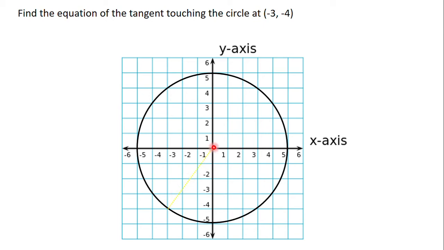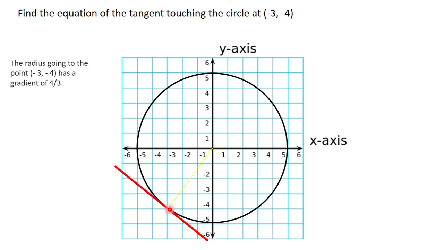But we need to find the gradient, and so the distance in y is going to be 4, and the distance in x is going to be 3. So the gradient of this line here is 4/3, and it's a positive gradient because it's going upwards, it's going uphill. Okay, so why do we need to work out the gradient of the radius? Well, it's got to do with one of the circle theorems, which is that the tangent is always perpendicular to the radius at the point of intersection. As you can see, these make a perpendicular angle with each other.